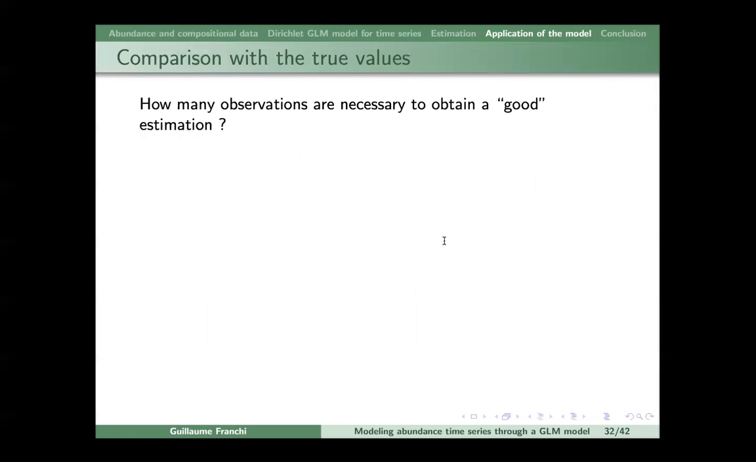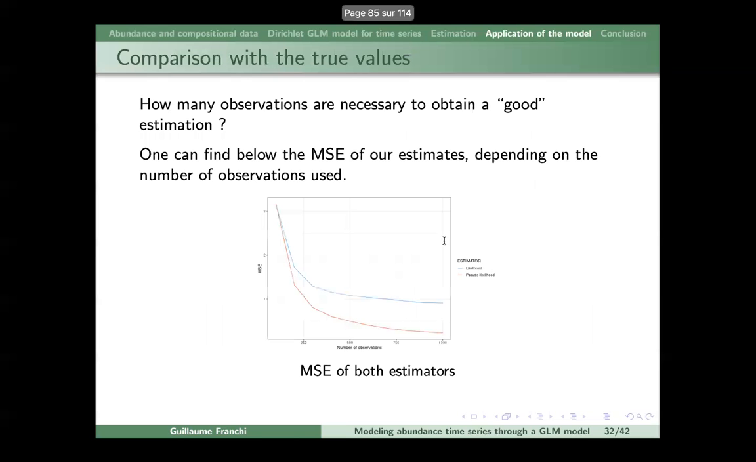We know that our estimators have asymptotic properties, but how many observations are necessary to obtain a good estimation? That was a question I asked myself. So I just plotted the mean square error of both estimators. In blue, it is the conditional likelihood, so it's not convex. And in red, it is the convex one. So it is better in red, obviously, but I have 2 parameters less to estimate.